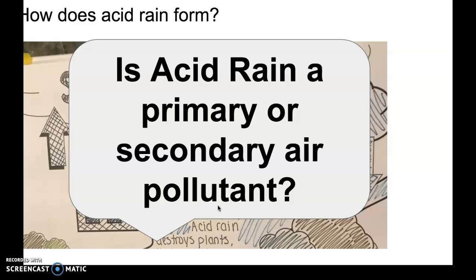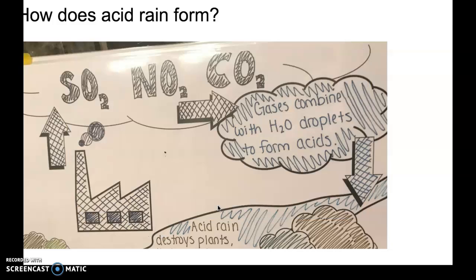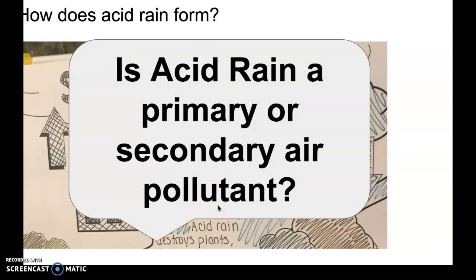Good. Remember, recall from Thursday, is acid rain a primary or secondary air pollutant? I hope you were able to identify secondary air pollutant because the chemicals, the SO2, NO2, and CO2, sulfur oxide, nitrogen oxides, and carbon dioxide combine with something else. They would be just primary if they were only emitted, but they actually combine with another molecule to form our pollutant, our acid rain. So that combination, or that chemical reaction, makes it a secondary pollutant.